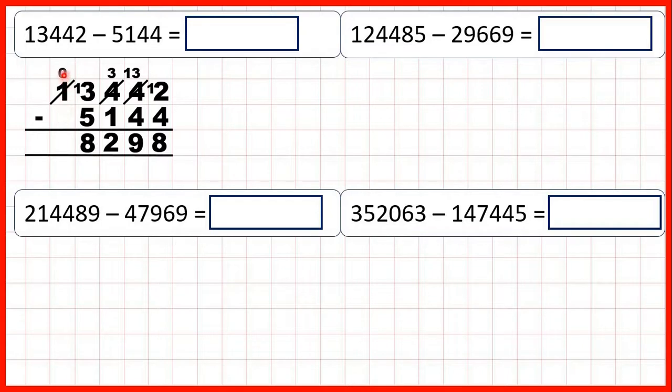So then we have 0 minus nothing, so we don't need to write anything in our 10,000s column, our answer is 8,298.